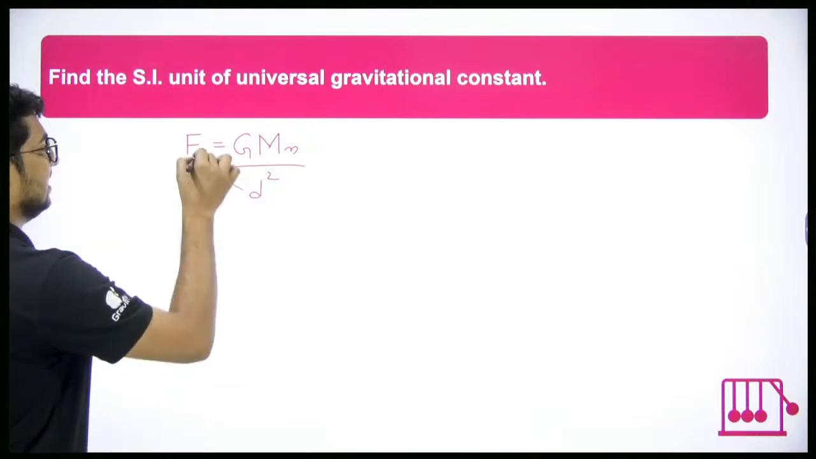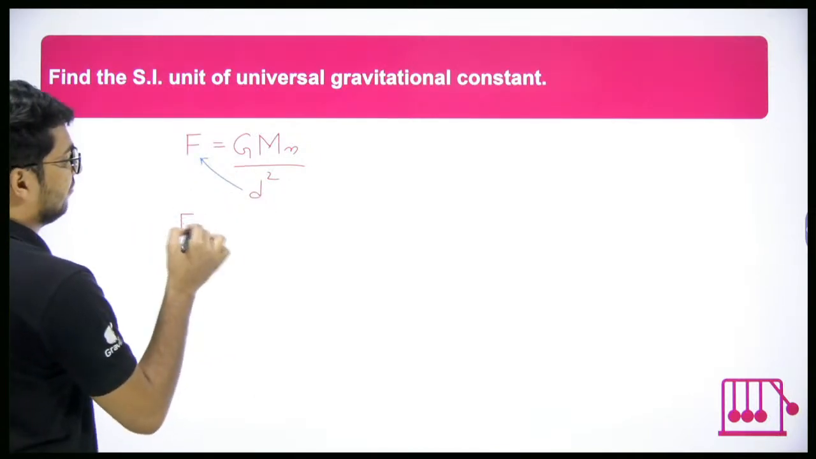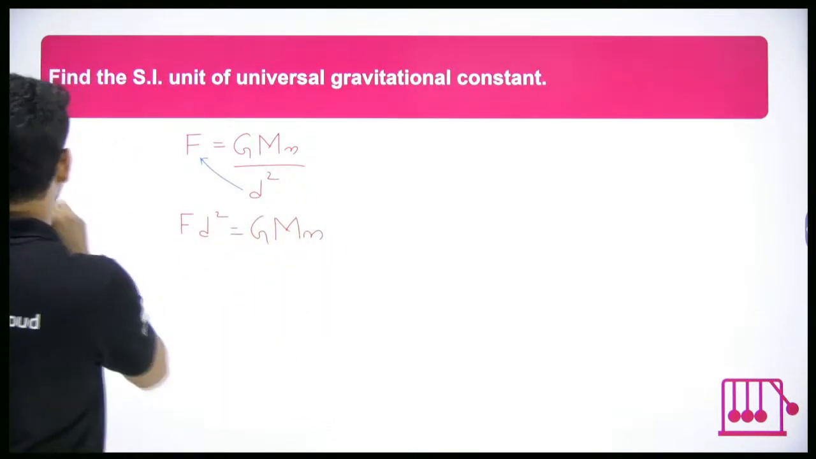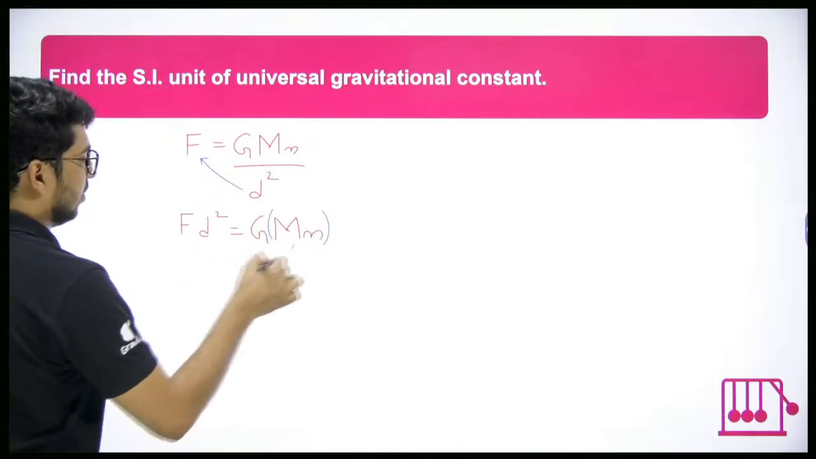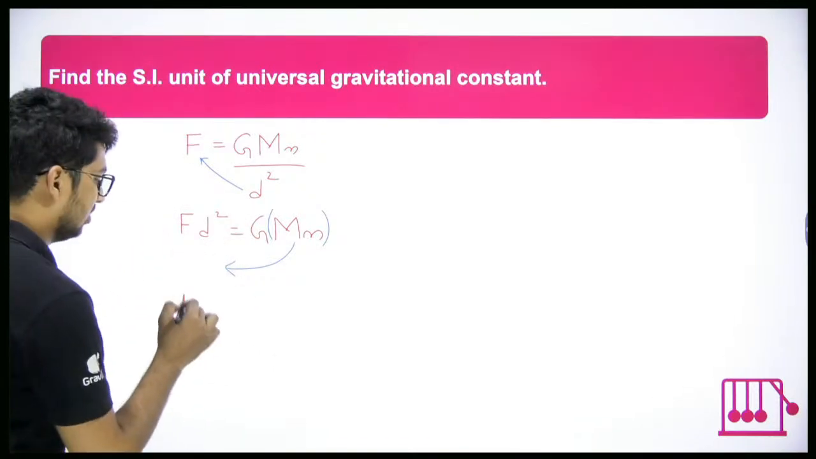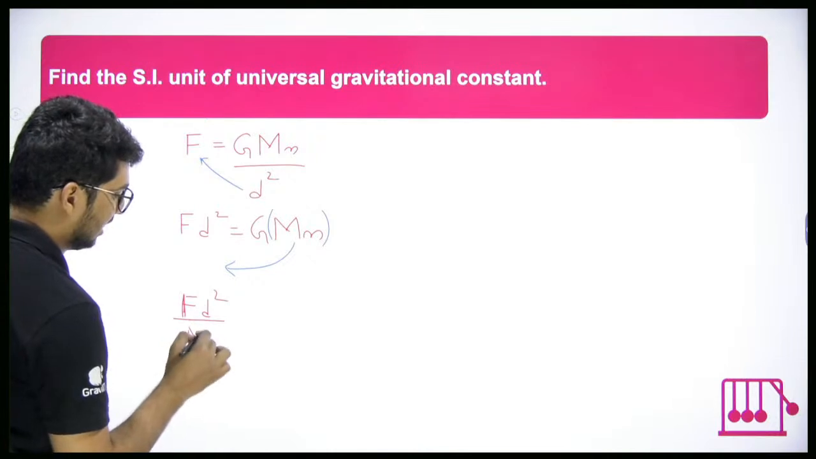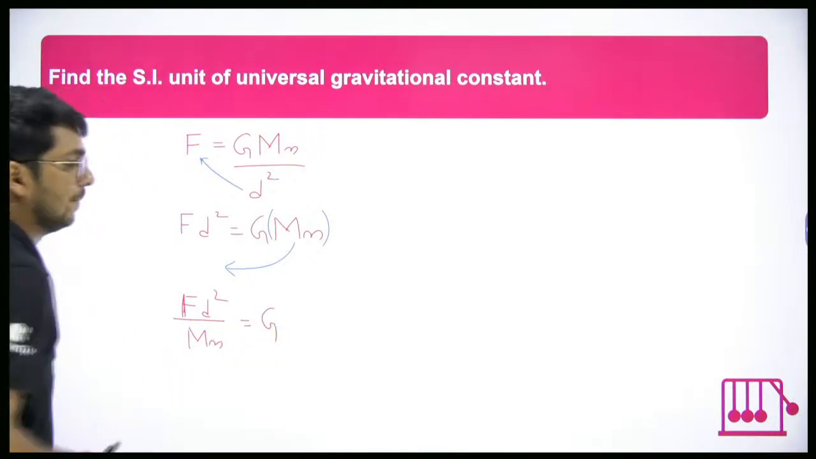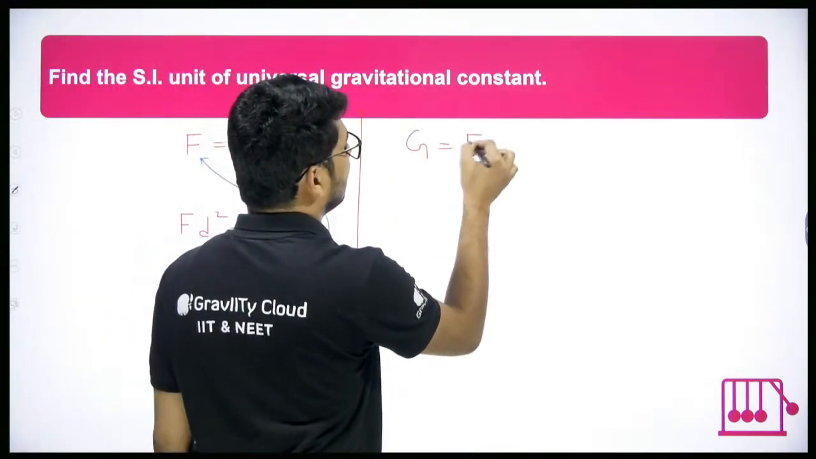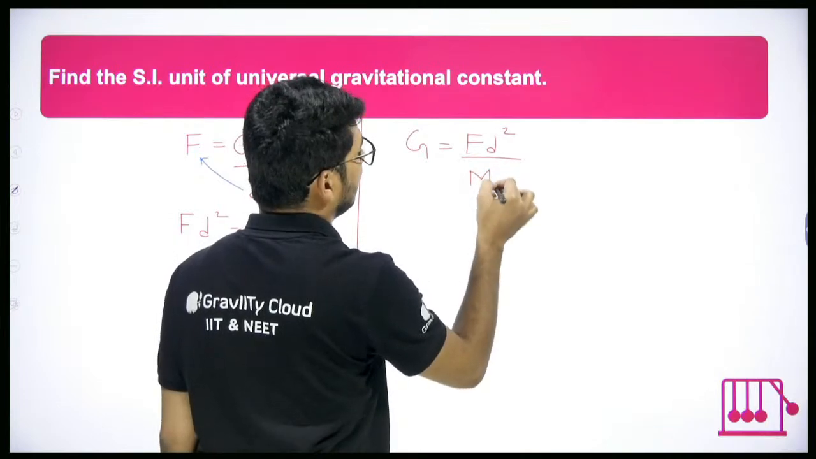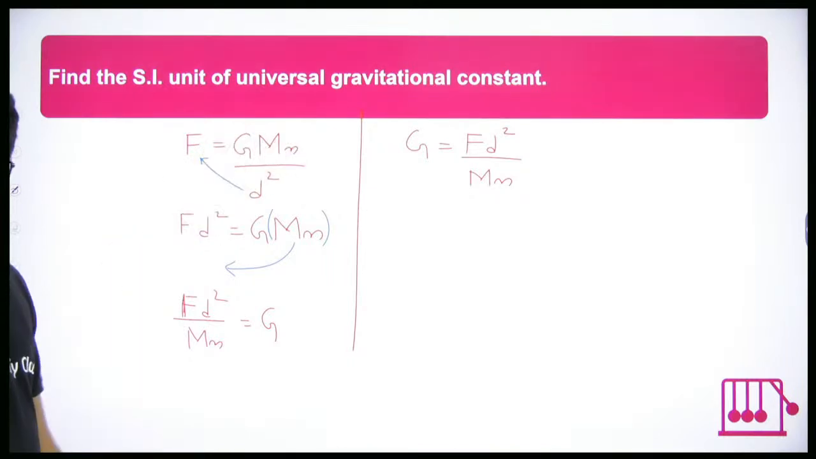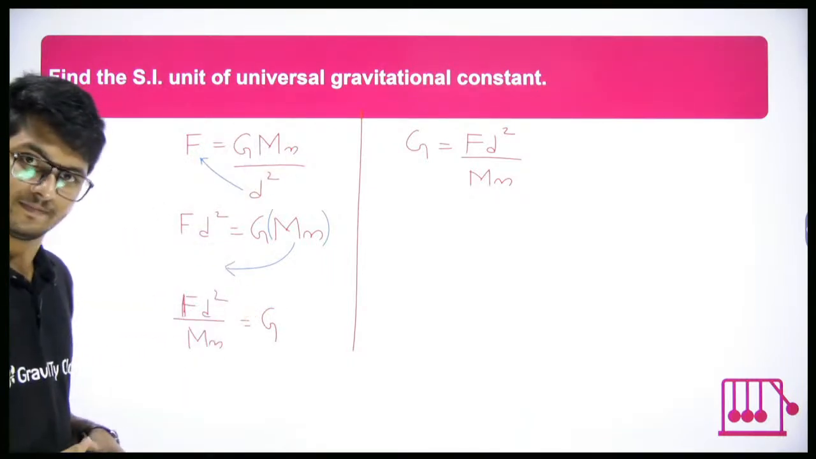How? We'll first take d square to that side. What will happen? F d square is equal to capital G, capital M, small m. Then I'll take the capital M and small m to the other side. Here it is multiplication, there it becomes division. It becomes F d square by capital M small m is equal to capital G. So just interchange. So we got capital G as F d square by capital M small m. Got it? Simple. 2 steps and we get it. Just rearrange the terms.